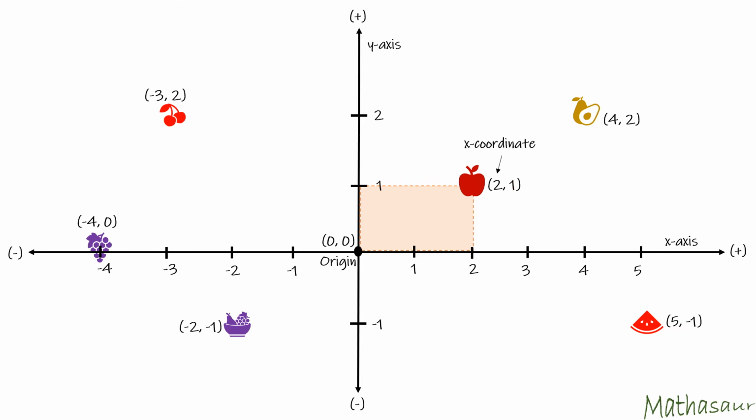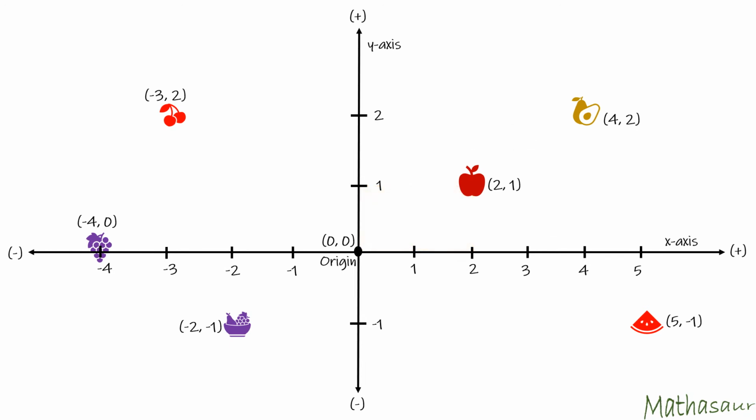Now the position on the x-axis is called the x-coordinate. And the position on the y-axis is called the y-coordinate. So 2 is the x-coordinate here and 1 is the y-coordinate here. The x-coordinate is also known as abscissa. And the y-coordinate is also known as ordinate.